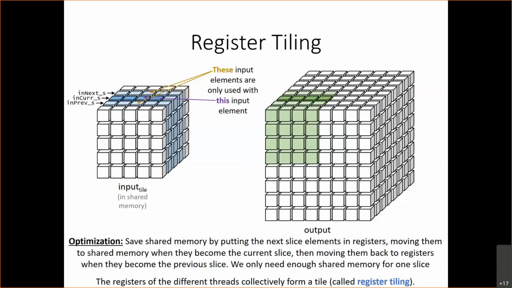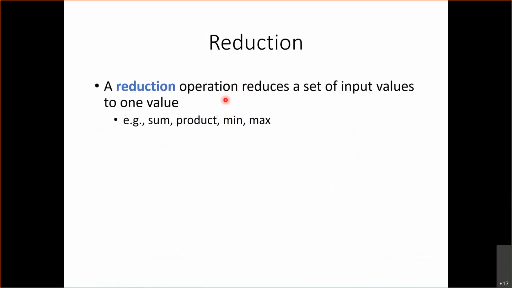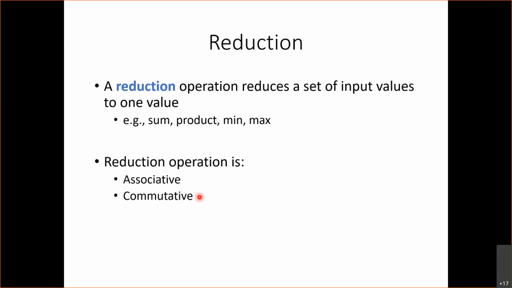With that said, today we're going to talk about a new parallel pattern, which is reduction. What is a reduction? A reduction is an operation that reduces a set of input values to one output value. So we have a set of input values and we reduce them to one output value. The reduction operation could be a sum, a product, a minimum, or a maximum. In general, the reduction operation is an associative operation, it is a commutative operation, and it also has a well-defined identity value.